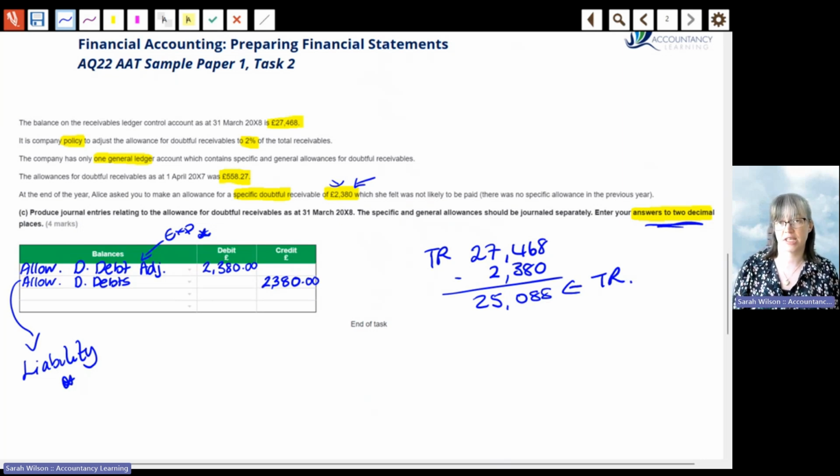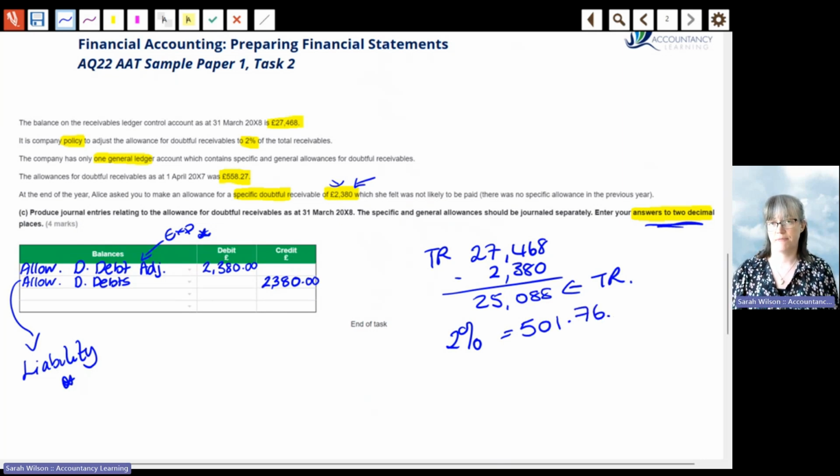Now we've taken care of that specific debt. Now we can work out what our 2% of that figure is. And we come to a figure of 501.76. But again, at this point, don't rush ahead and put that into your journal. We now need to have a look at what happened last year and then decide whether we're going to have to increase or decrease the provision that's already in the accounts. And that's what this bit here is all about.